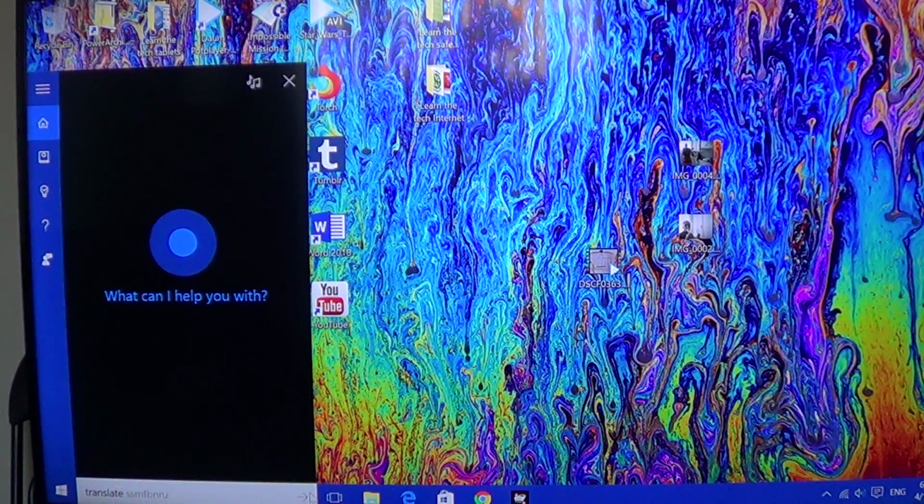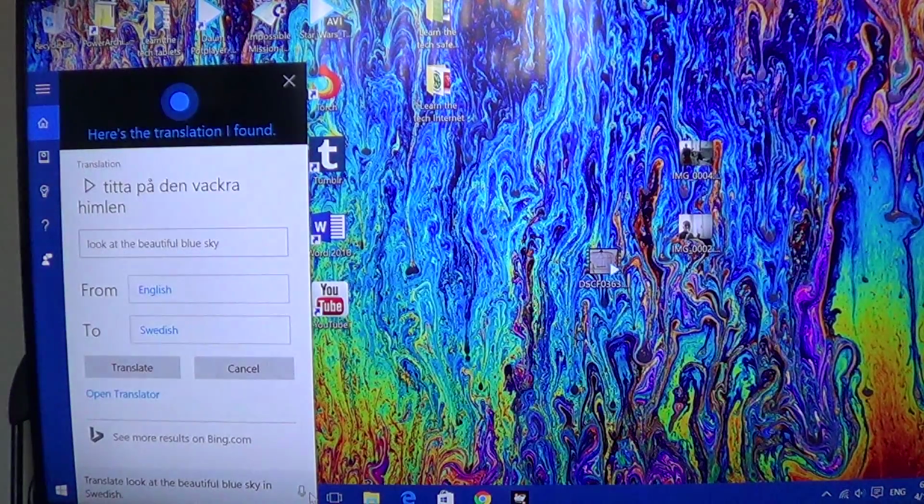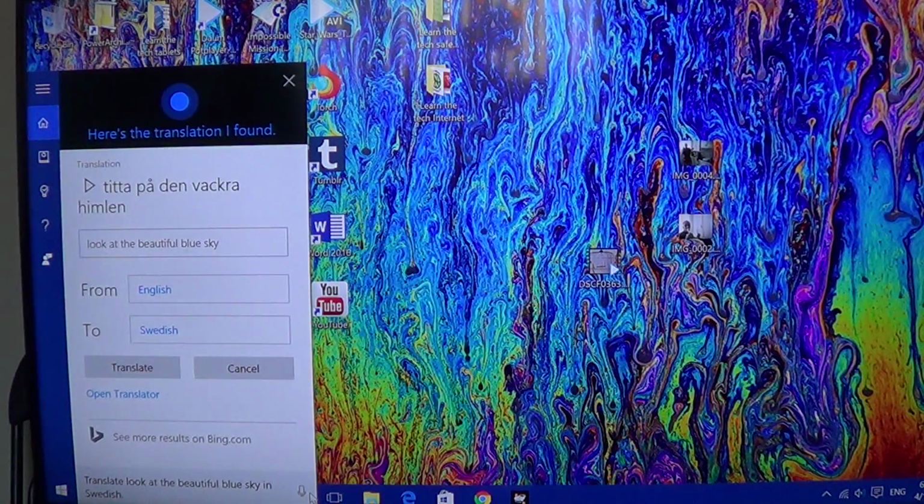Translate, look at the beautiful blue sky in Swedish. Okay, here's how to say look at the beautiful blue sky in Swedish. Titta på den vackra himlen. Does sound Swedish though. I am a shortwave listener and I used to hear Radio Sweden. And it does have the Swedish accent, I gotta say.